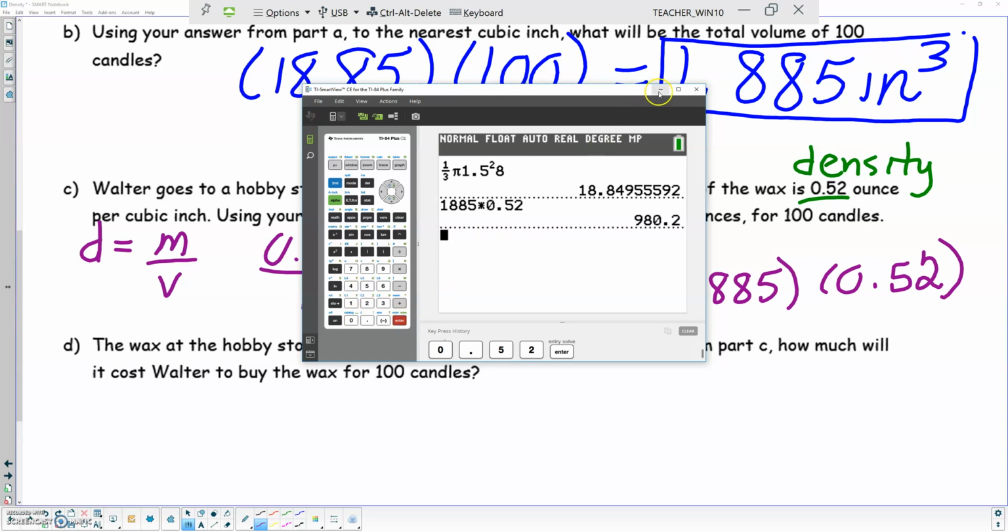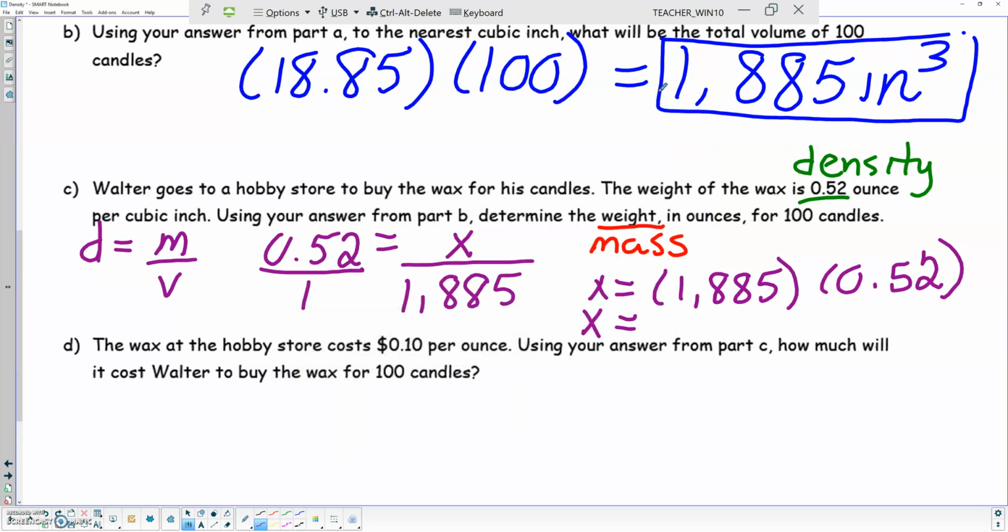Okay, so we get 980.2 ounces. Okay, so the weight of 100 candles is going to be 980.2 ounces.